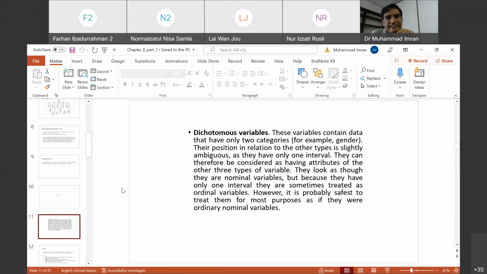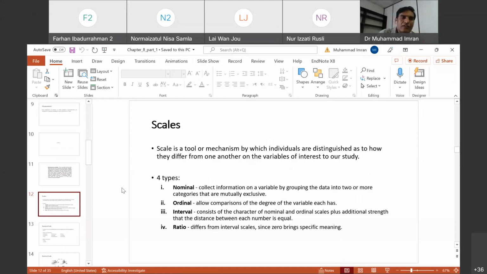Their position in relation to the other types is slightly ambiguous, as they have only one interval, so they can be considered as having attributes of the other types. But very simply, a variable that has two categories is called a dichotomous variable. This is for your information only. Another one is scale: nominal, ordinal, interval, and the ratio scale. Now I will discuss all these scales one by one in the lecture.